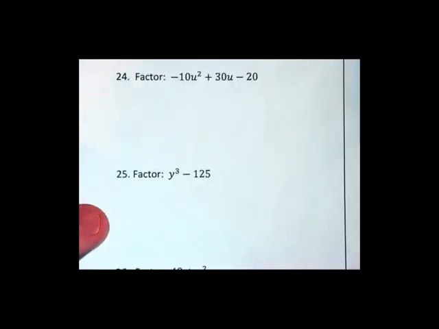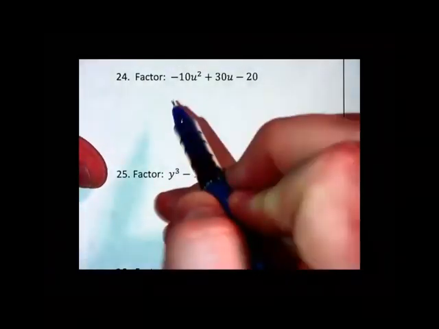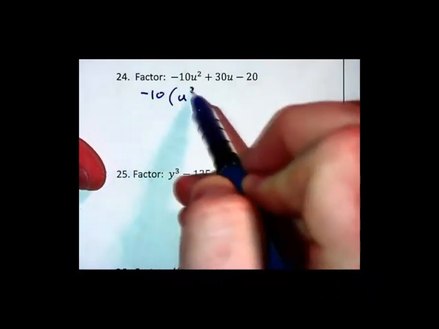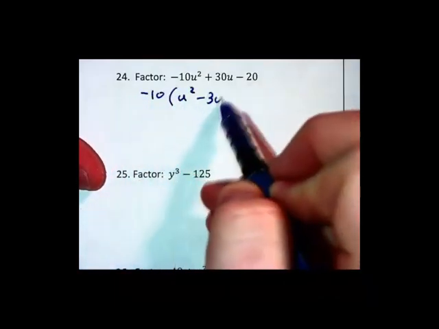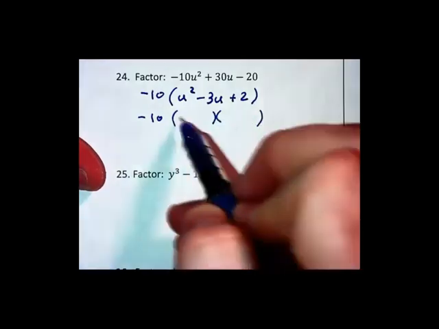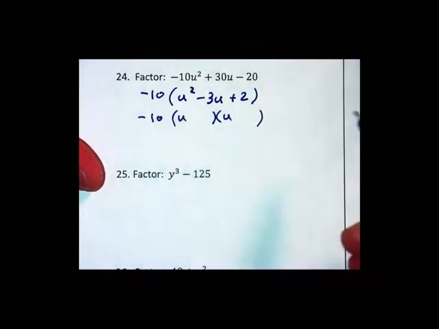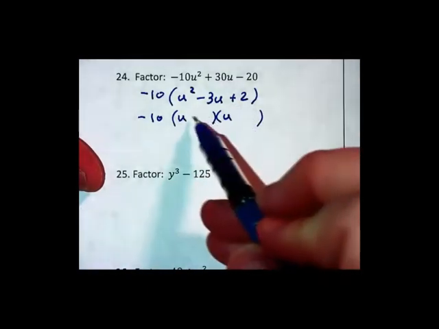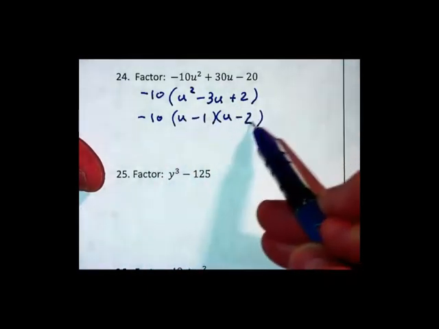Okay, the next problem, number 24, we can take out a greatest common factor of negative 10. That leaves us with u squared minus 3u plus 2. Leave the minus 10 out front. 3 terms left, which tell us we're going to have u times u. The positive 2 says it's going to have to be a minus 1 and a minus 2 in order for them to add up to negative 3.